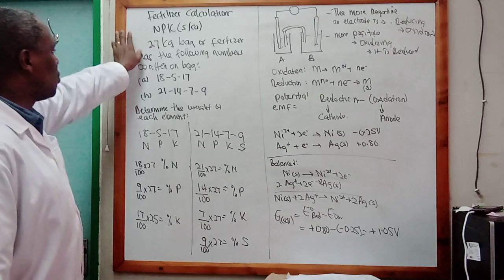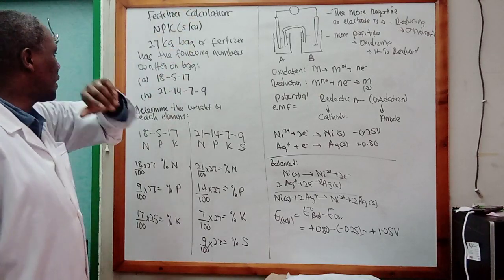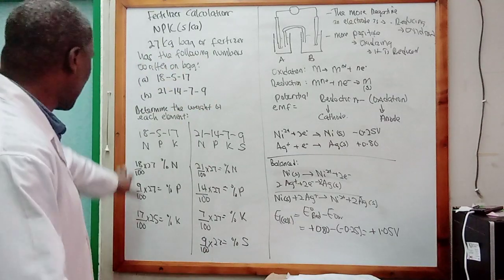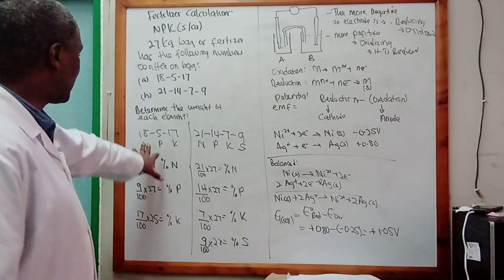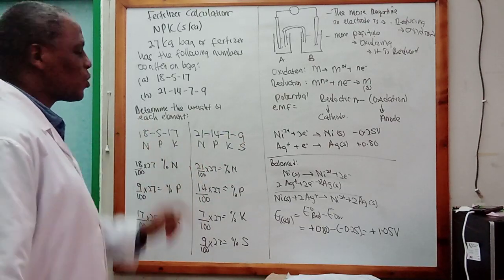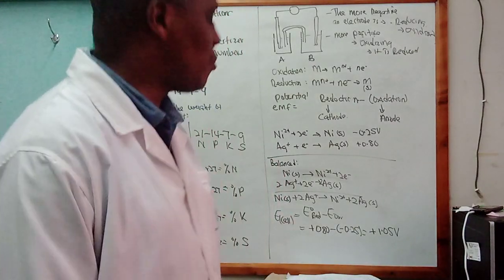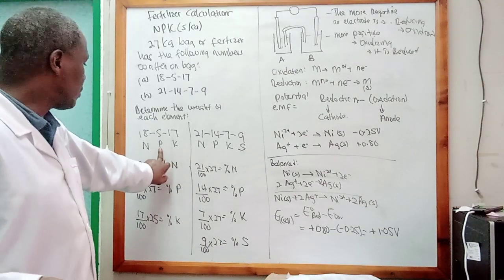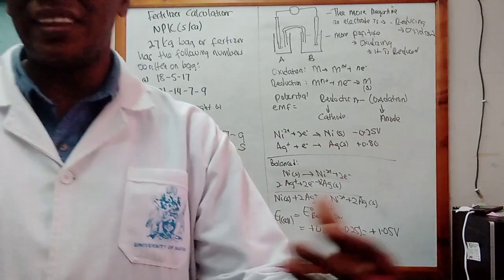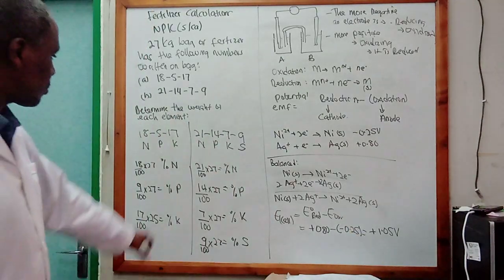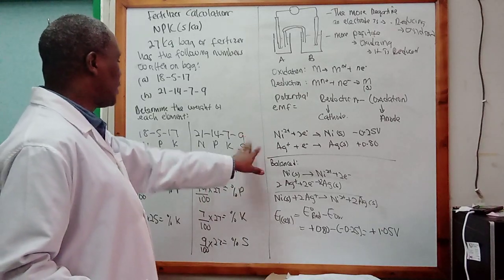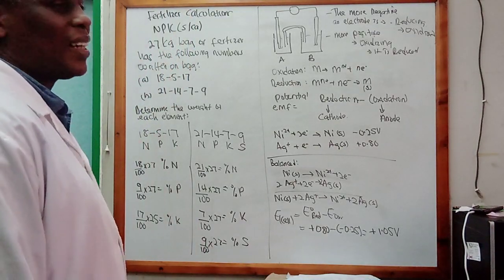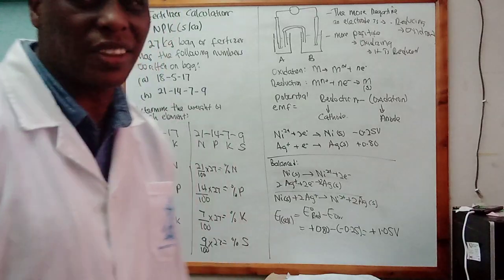So I've just tried to show that in this case, you're given a question: a 27 kilogram bag of a fertilizer has the following numbers. I've tried to break down these numbers: 18, 5, 17, 20. The first one always refers to the percentage of nitrogen. The second one is phosphorus, or phosphate. The third one is potassium, which they indicate as potash. If there is a fourth one, it indicates the percentage of sulfur. Let me tell you, these are the simplest calculations that you are going to get.